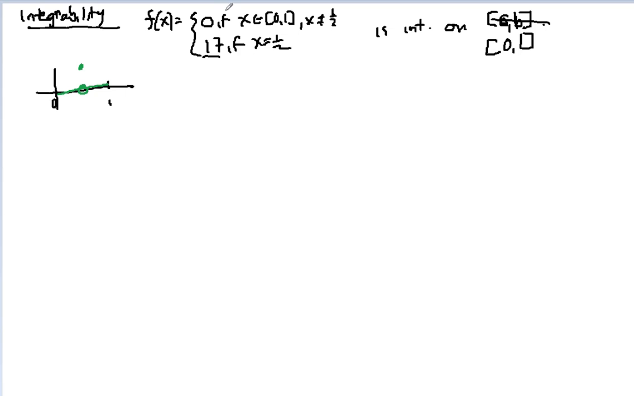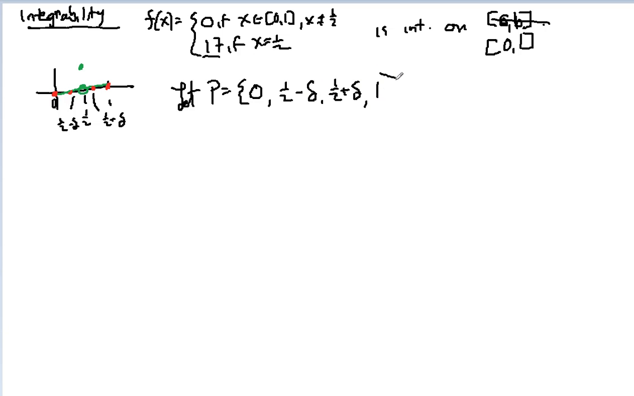Now my strategy for this is I'm going to choose a partition. I have to pick the endpoints, and then I'm going to pick a couple points that are close. So right here I have the point 1/2. Here's the point 1/2 plus, let's call it delta, and here's the point 1/2 minus delta. So I'm going to start over: P is 0, 1/2 minus delta, 1/2 plus delta, 1.